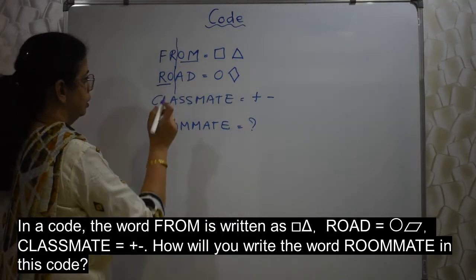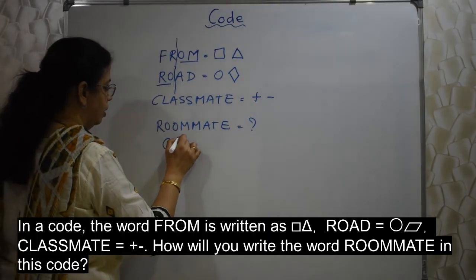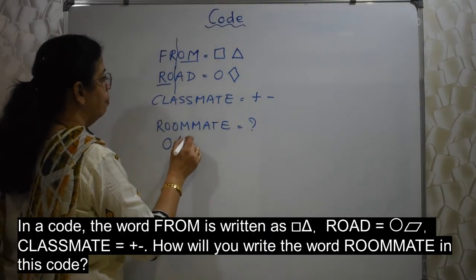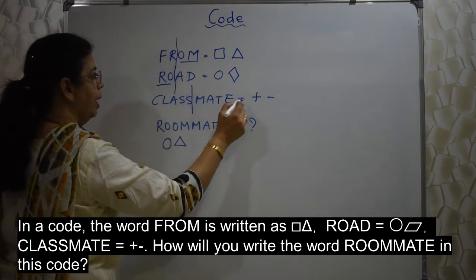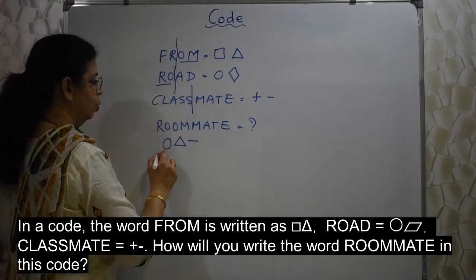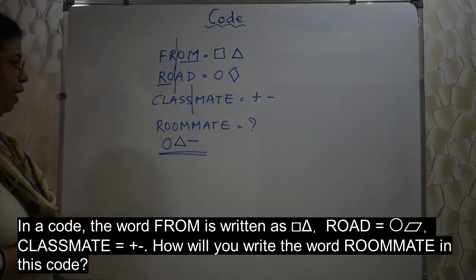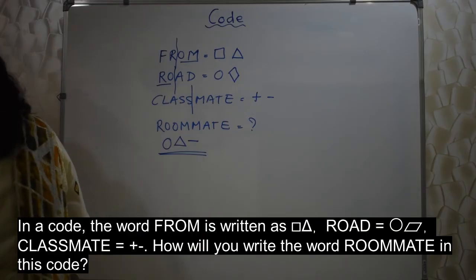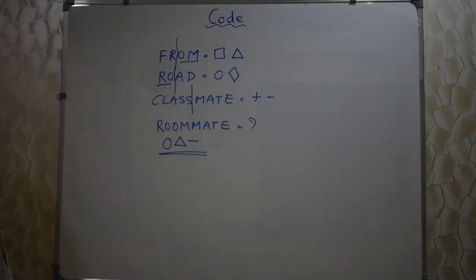RO is what? Circle. OM is what? Triangle. And mate: class must be plus, mate must be minus. So this is our answer. Very, very easy. Students, it is very, very easy. You need to observe.